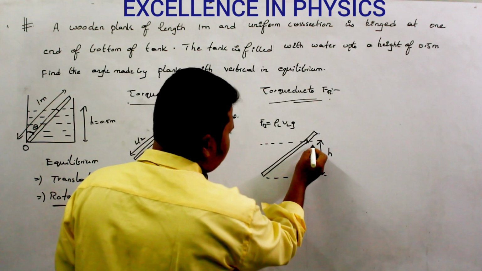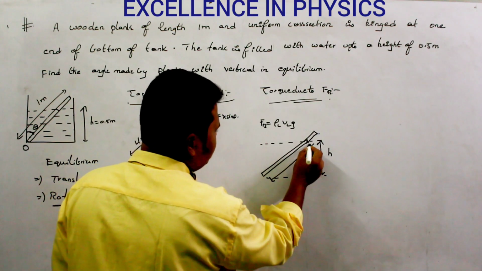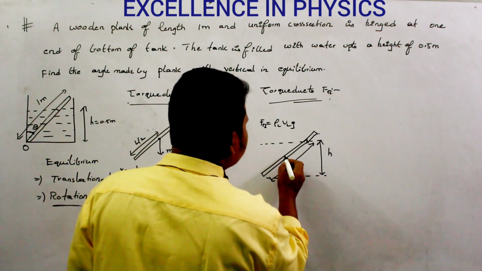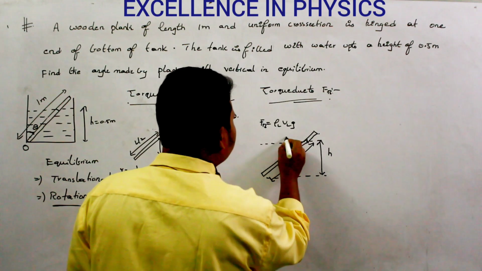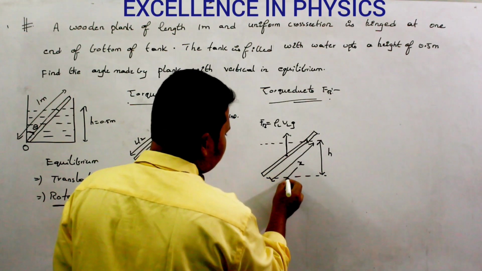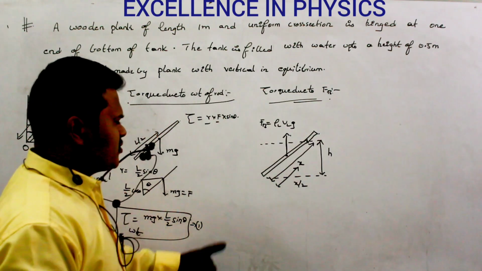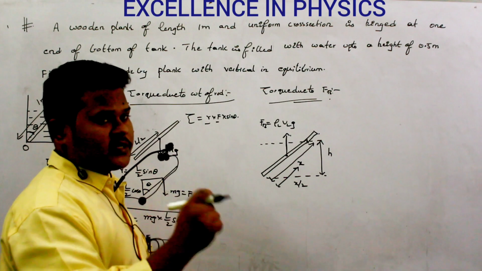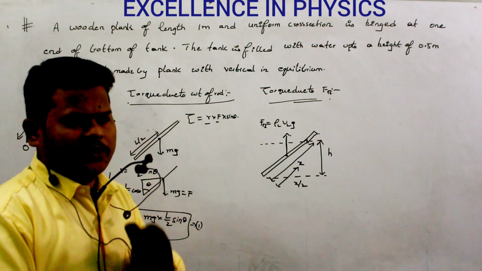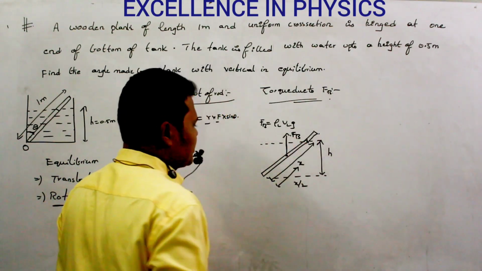Then I will assume the length of the rod which is present inside the water to be x. Then definitely I can say the force of buoyancy will be acting exactly at a distance of x by 2. So this distance should be equal to x by 2. The force of buoyancy is exactly acting at the center of that part of the rod which is submerged inside the liquid. So this is the force of buoyancy which is acting.